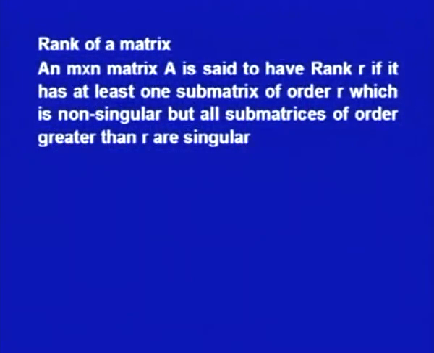So let us have an m by n matrix A. Then r will be its rank if this matrix has at least one submatrix of order r which is non-singular, but all submatrices of order greater than r are singular. Now to illustrate this definition, I will take an example.